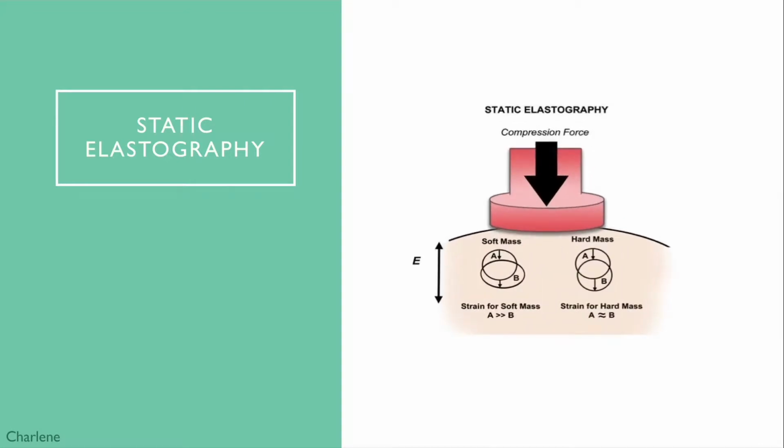So elasticity can be measured by the displacement of the front and back end of a structure when applying compression. For a squishier structure, like the soft mass, the displacement of the front end will move more than the back end, and for a stiffer structure, the displacement of the front end and the back end are approximately the same, which is shown in the diagram.